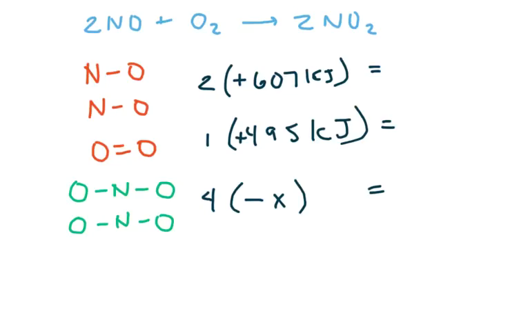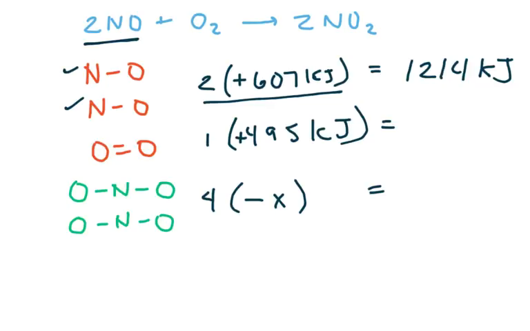So you can see what happens is if we have two NOs, that's going to be two NO bonds, and that's going to be 2 times 607 kilojoules. So that'll be a total of energy of 1214 kilojoules. Then we have one OO double bond, which, we're told in the problem, is 495, so that's going to be 495 kilojoules.